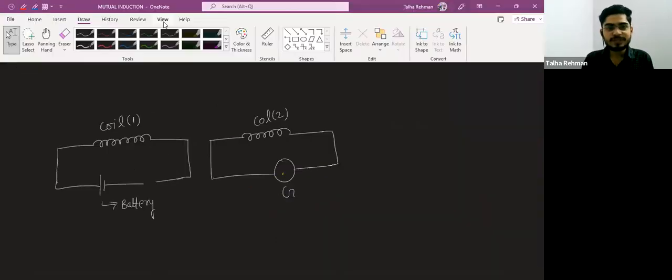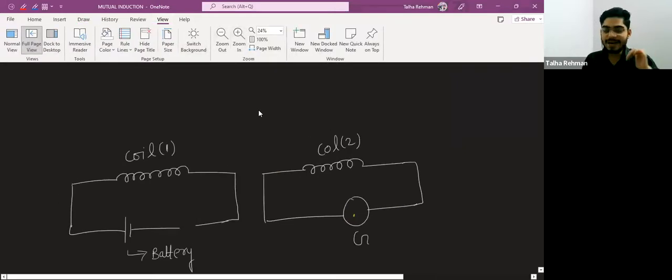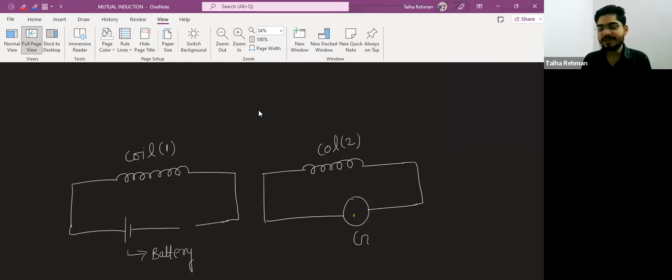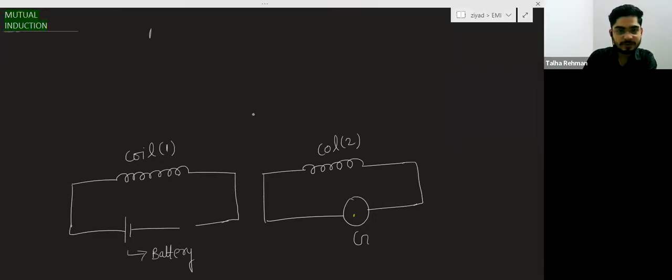Okay, so mutual induction is based on the same concept of magnetic flux as we have discussed earlier. Magnetic flux, remember the term magnetic flux. Okay, sir.